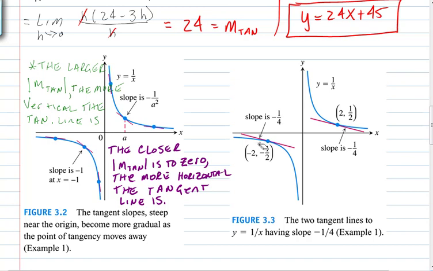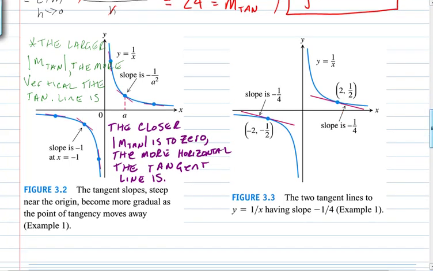Now here's 2 points, 2 different points on the graph of this function y equals 1 over x that actually have the same slope. The equations, though, of these tangent lines would have two different y-intercepts. So that's how you can tell that they're two different equations, even if they have the same slope.